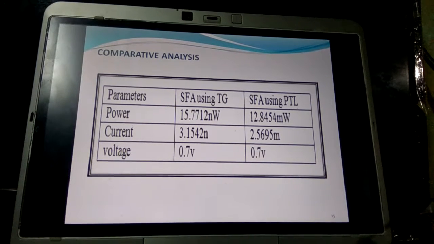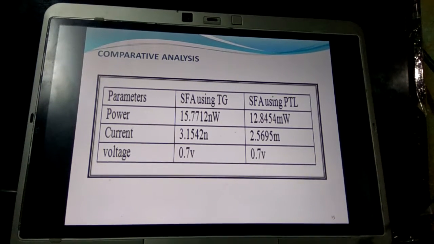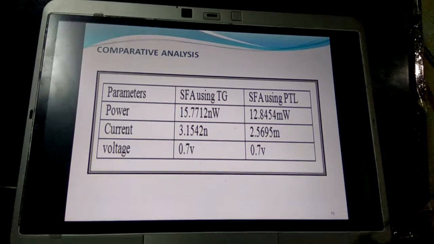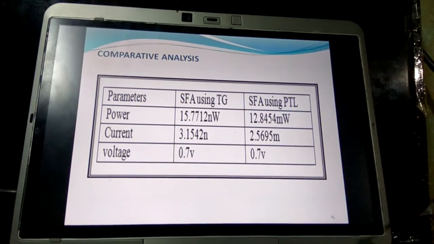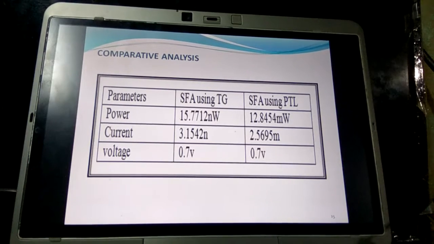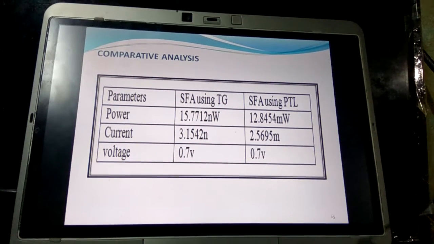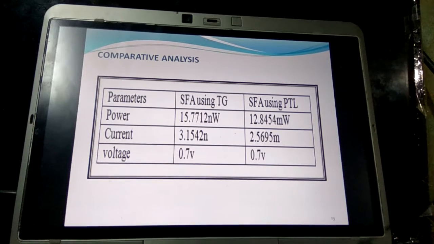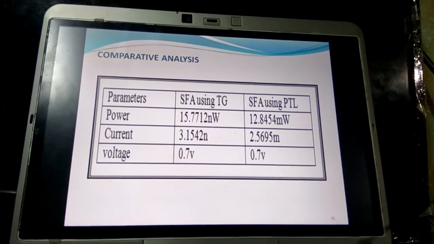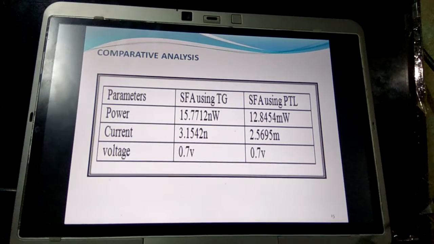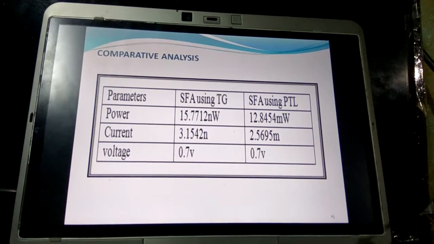The voltage under which the circuit is operating is 0.7 volt, that is a subthreshold voltage, and the current is 3.1542 nanoamps in TG and 2.5695 milliamps in PTL logic. The power consumption is less in transmission gate logic, that is 15.7712 nanowatts, and in PTL 12.8454 milliwatts.